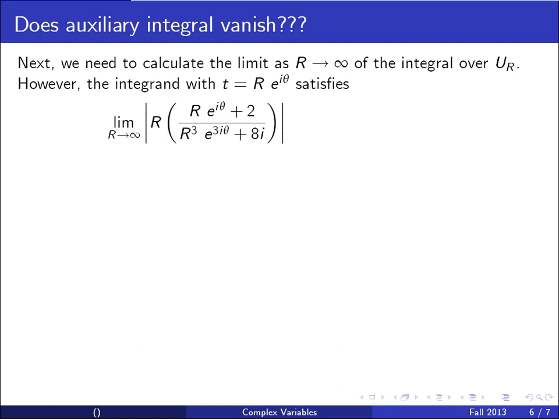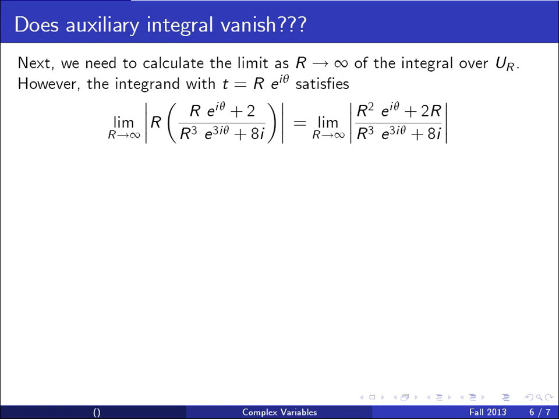In this case, that would be the limit as r goes to infinity of the absolute value of the quantity r times (r e^(i theta) plus 2) over (r cubed e^(3i theta) plus 8i), substituting the re^(i theta) in for the t. And that limit is going to give us an r squared e^(i theta) plus 2r on top and an r cubed e^(3i theta) plus 8i on the bottom.